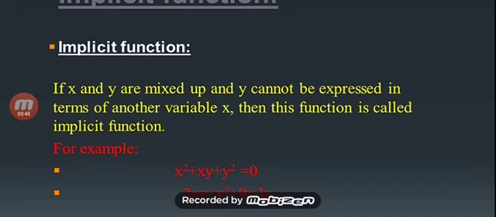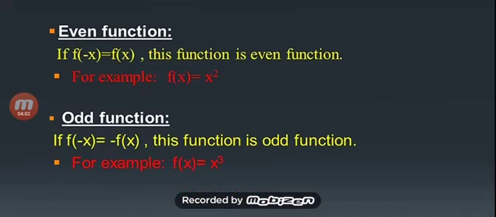Now implicit function. This is the opposite function of explicit function. In this function, x and y both are mixed up and y cannot be expressed easily in terms of another variable x. For example, x square plus xy plus y square. X and y are mixed up and they cannot be easily expressed. Now even function, such a function in which f of minus x is equal to f of x, this function is known as even function and odd function. In such a function, f of minus x is equal to minus f of x, this function is known as odd function.